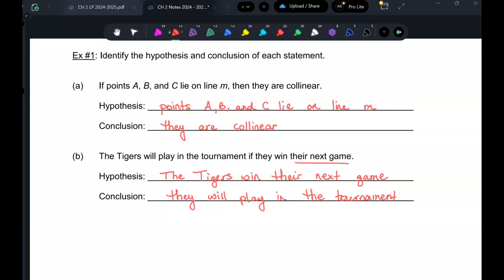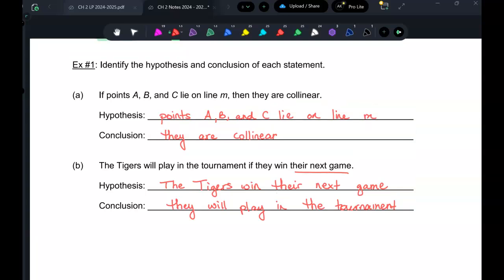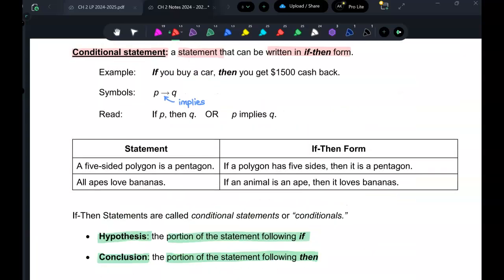Do you have to switch the Tigers in there because they mean the same thing, and even if it said they won the next game, the Tigers will play in the tournament? Yeah, it's just usually in the hypothesis we want to be specific because the conclusion is following from what we're stating there. Just like when we said here, if a polygon has 5 sides, it's a pentagon. Okay.